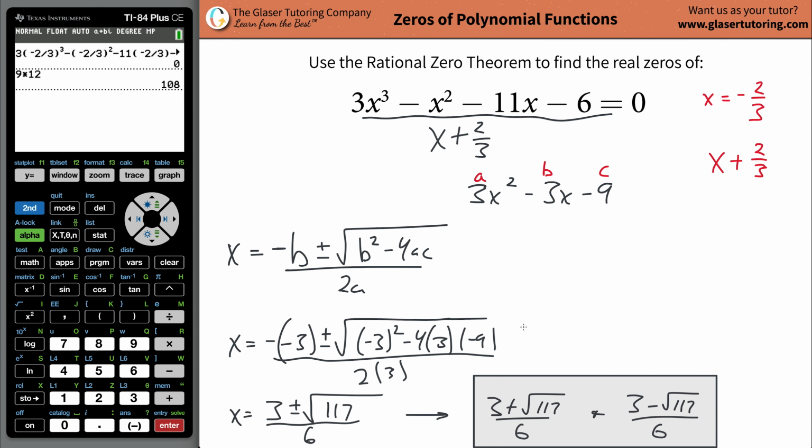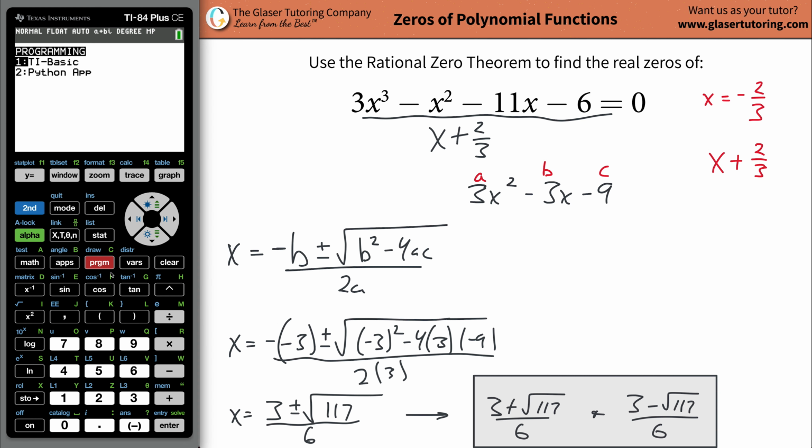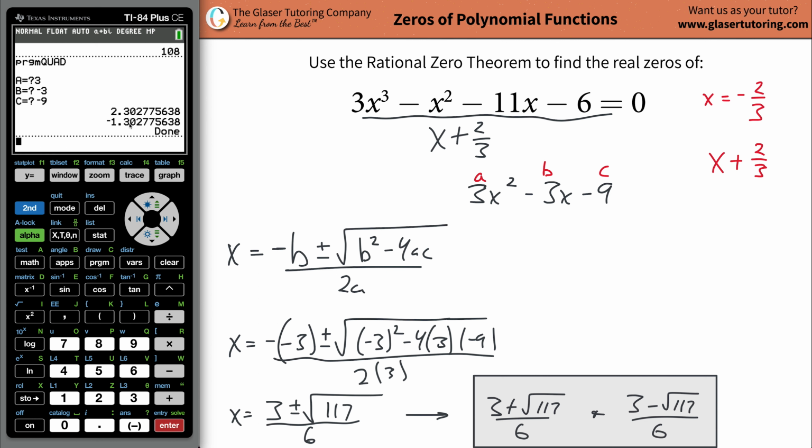Now what you can do is use this program in the calculator to check yourself when you're dealing with the quadratic. You're going to love this thing. Hit program. I have a video, and I'll leave you a link in the description below. It'll take you 3 minutes to program your calculator with this. Plug in your A value, which was 3, your B value, which was -3, and your C value, which was -9. And voila, here are the zeros, 2.3 and -1.3.